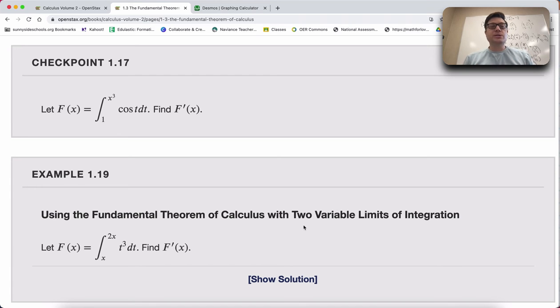We have a problem that's defined as the antiderivative, capital F of x equals the integral from 1 to x to the third. Notice it's a little different than the last question here, but it's of cosine t dt. We want to find the derivative of the antiderivative. We've got a little bit of a chain rule that we need to work on.